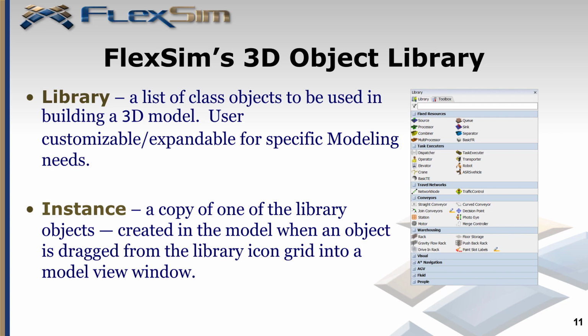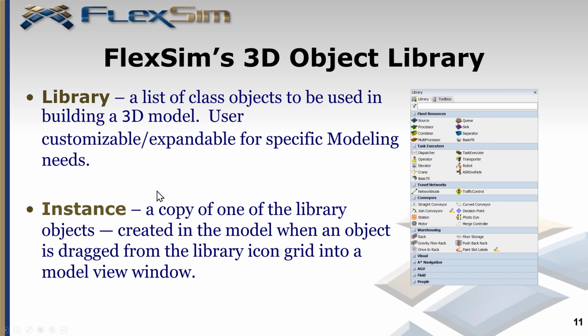Alright, let's talk about Flexsim's 3D object library. A library is a list of class objects to be used in building a 3D model. It's user customizable or expandable for specific modeling needs. Here is a screenshot on the right here of the objects in the 3D object library. It's categorized into fixed resources, task executors, travel networks, conveyors, and so forth.